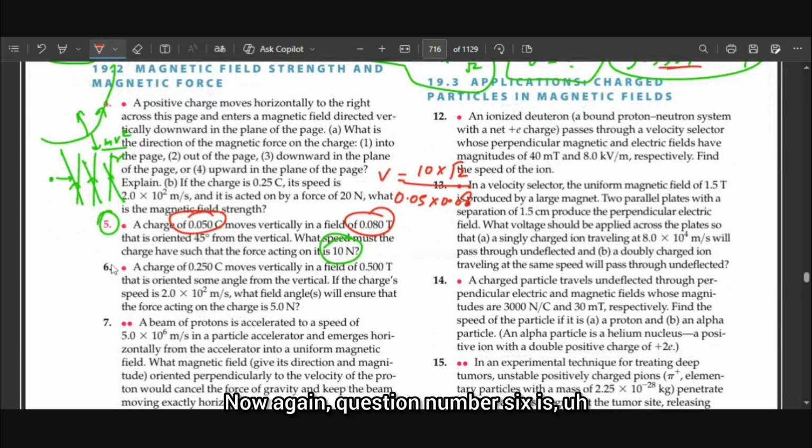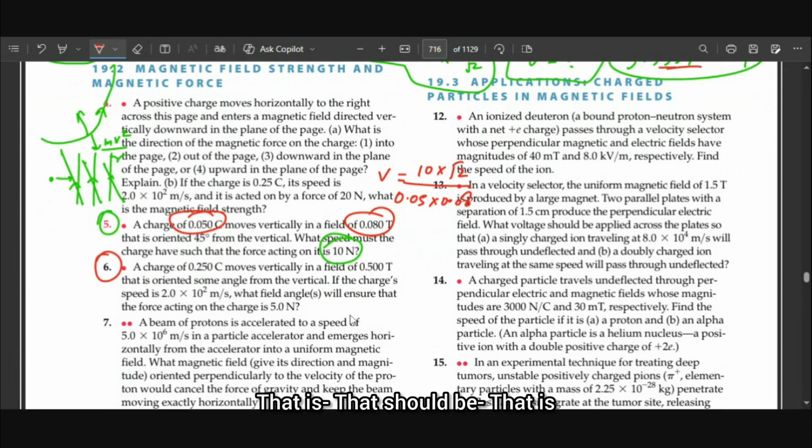Now again, question number 6 is very similar to it, 100% similar to it. Solve it and tell me what should be the angle. I'm getting arc sine 0.2.